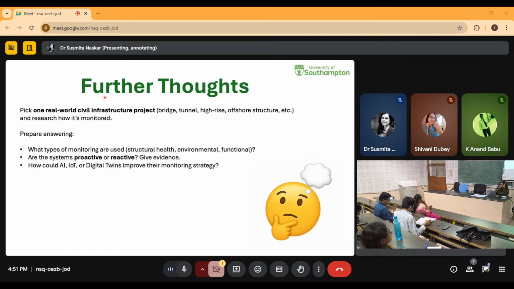And then once you think about that, then you come into the second part of the lecture. In the second part of the lecture, what we have understood is how AI, IoT or the digital twin can improve the monitoring strategy. So now first you think about what kind of monitoring you are interested in, right? Take any kind of structure, think about what monitoring you are interested in. Once you select one monitoring, then you select whether you want to monitor it before the crack has happened or after the crack has happened.